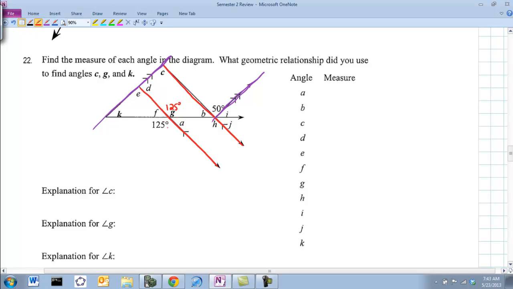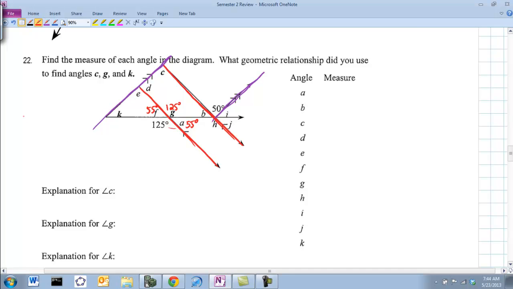These two are supplementary because the 125 and A make a straight angle, so that must be 55 degrees, and that means angle F is 55 degrees as well. Alright, so we're making some progress there. As a reminder, these lines were parallel. So parallel lines mean that I'm going to have corresponding angles.